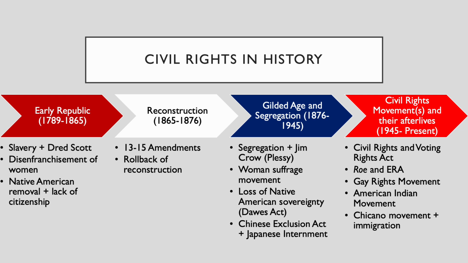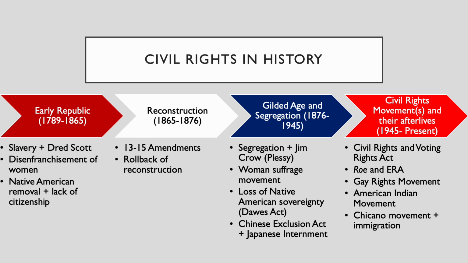During the Gilded Age, through the post-war period, you have the reinstatement and upholding of segregation and Jim Crow against African Americans, upheld by the Court in Plessy versus Ferguson, which argued for the separate but equal doctrine. You have the emboldening of the women's suffrage movement, culminating in the ratification of women's suffrage in the 19th Amendment, ratified in 1920.